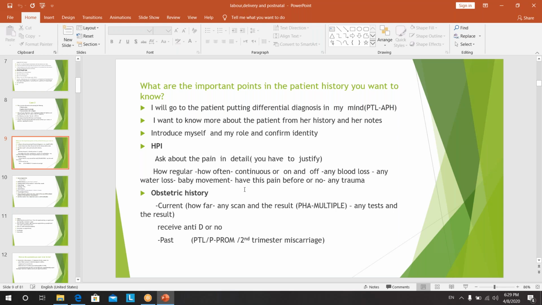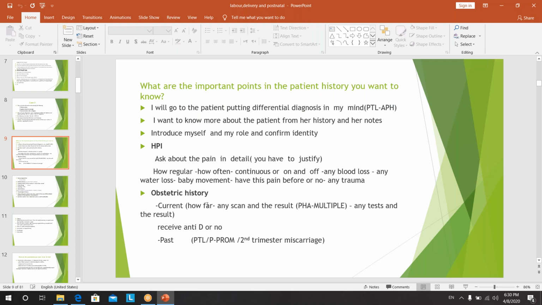Ask about this pain, whether she has had this pain before or not, and any history of trauma. She may be a victim of domestic violence and have trauma at home. So this is how to analyze the complaint. First, you have to catch the complaint and ask about all the details of her complaint. Then I will go systematically as we used to do: obstetric history, gynecological history, medical history, so as not to forget anything.